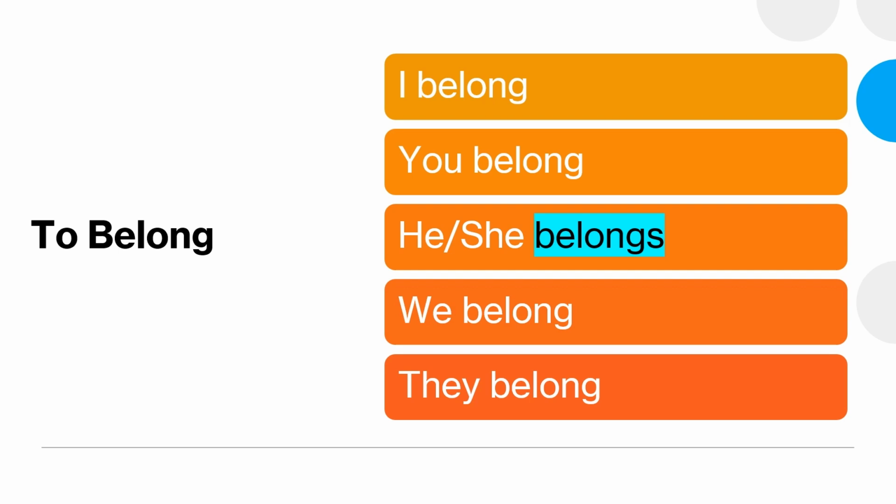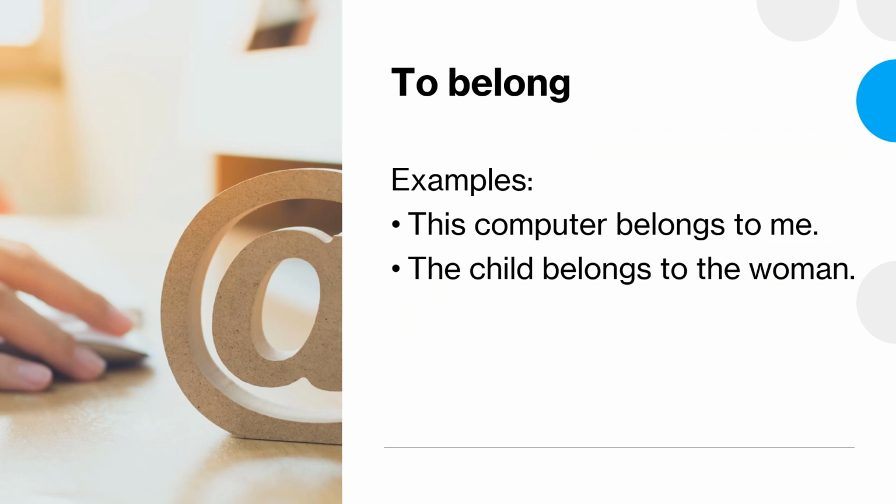It's the verb to belong, of course. How do you conjugate the verb to belong in the present tense? I belong, you belong, he or she belongs. Do not forget the S at the end here. We belong, they belong. Very easy to conjugate. And let us look at some examples of the verb belong in a sentence.